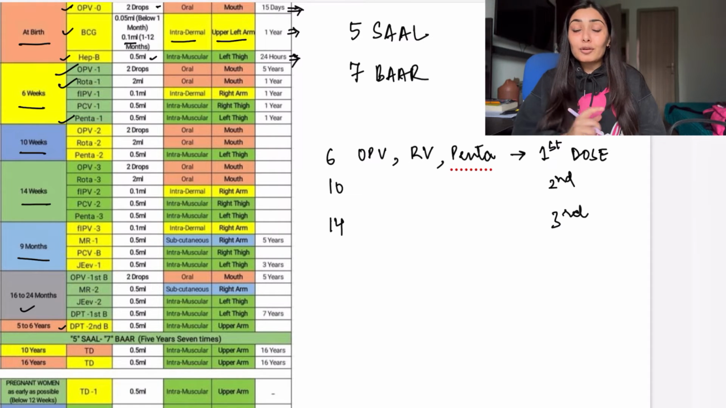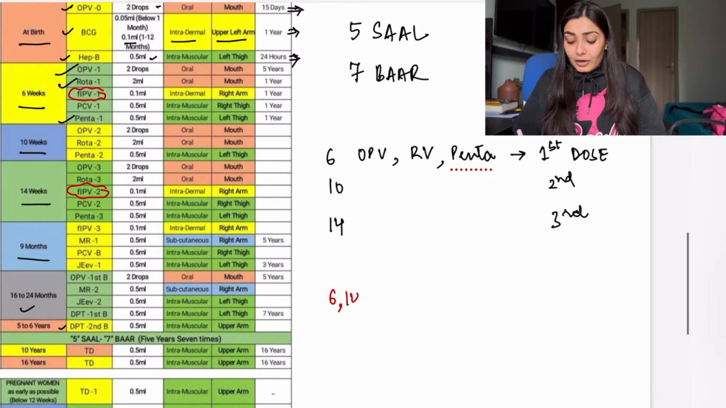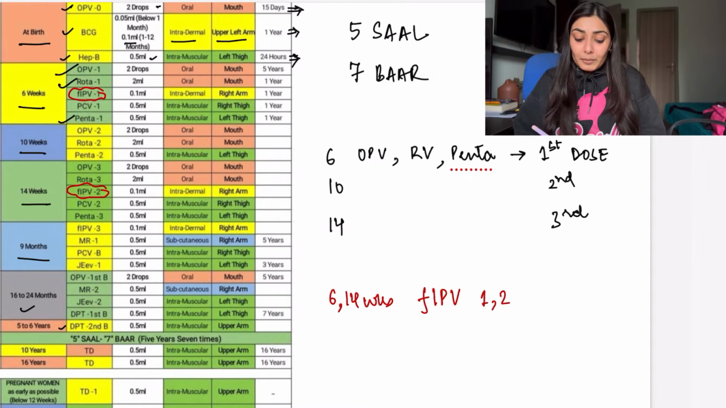Now coming to another common vaccine that is common to 6 and 14 weeks. Can you notice here? There's one new vaccine, the fractionated IPV vaccine, right? So at 6 and 14 weeks, we give fractionated IPV vaccine, first and second dose. Now coming to the one which is given in selected states in India, that's the PCV, PCV1 and PCV2. So another common vaccine here is PCV1 and 2.